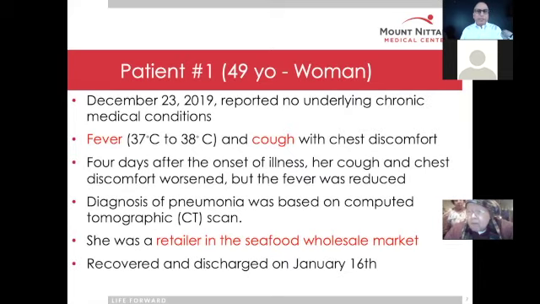So the very first patient, the 49-year-old, came in with main symptoms of fever, cough, and some chest discomfort. And 4 days after she got sick, her cough and chest discomfort worsened. Of note, she was a retailer in the seafood wholesale market. A diagnosis of pneumonia was made based on a CAT scan. And very interestingly, she recovered and she was discharged on January 16th.